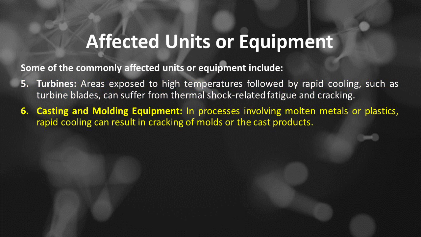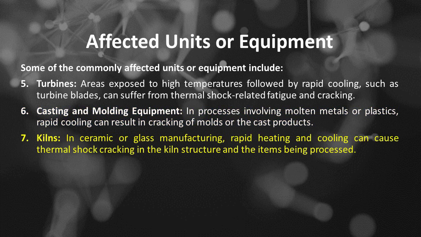Number 6 is casting and molding equipment. In processes involving molten metals or plastics, rapid cooling can result in cracking of molds or the cast products. Number 7 is kilns. In ceramic or glass manufacturing, rapid heating and cooling can cause thermal shock cracking in the kiln structure and the items being processed.